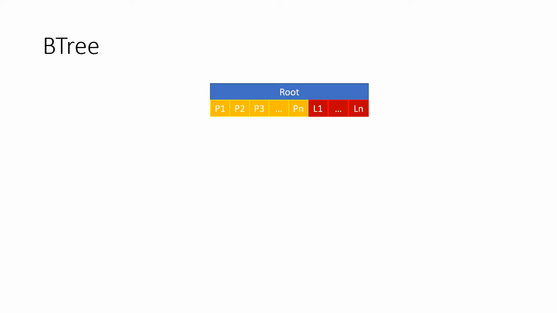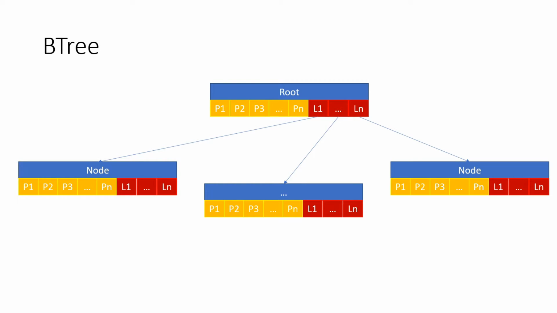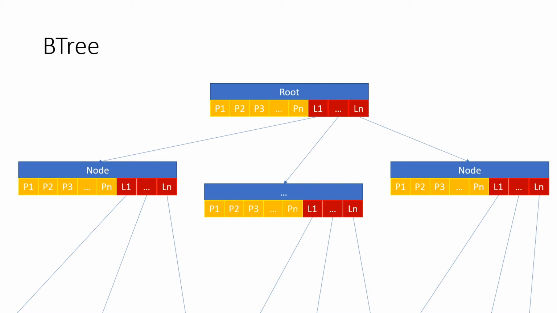This principle is generalized in the B-tree. We have our root node, but in this case we have any number of payloads and any number of pointers. Again, this process occurs recursively. The B-tree is superior to the binary tree in storage applications because it reduces the amount of jumps required to service a query or an insert.